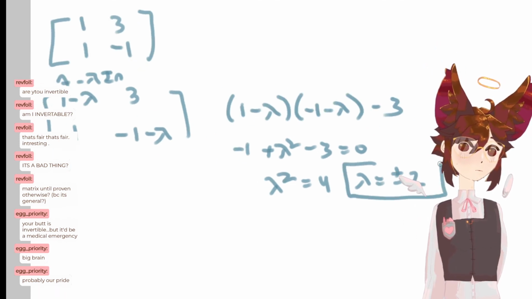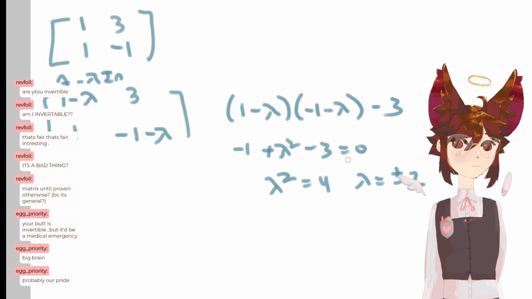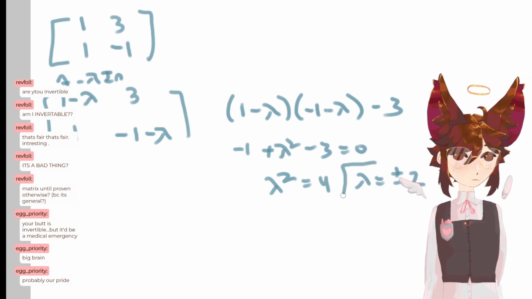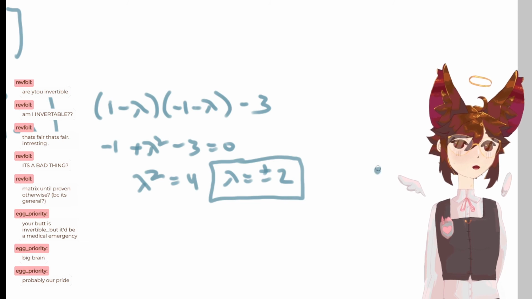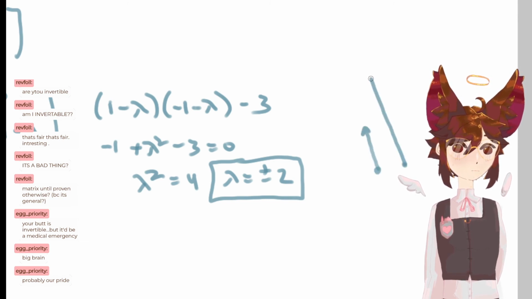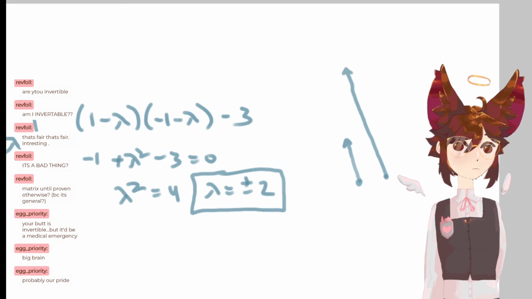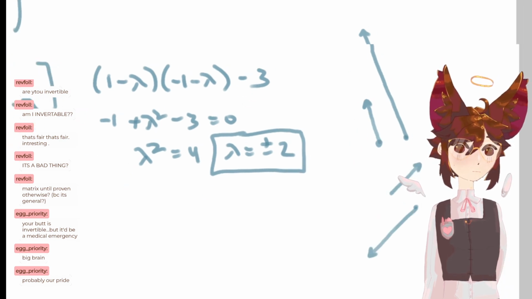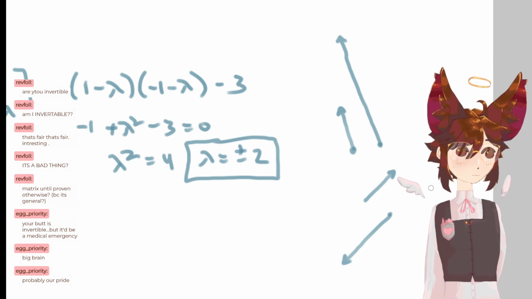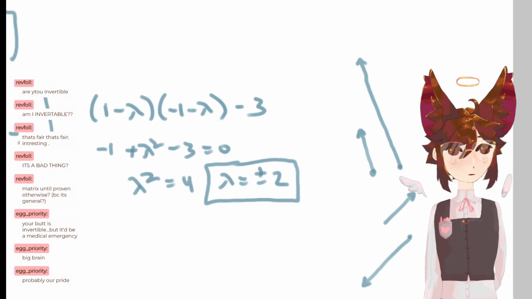Okay, so what this means is that the vectors that are staying the same direction are going to grow by 2. So this one will grow by 2, and the other one might be going this way, and that one will grow by negative 2. We don't know what vectors they are yet, though. That is the second part of this question.